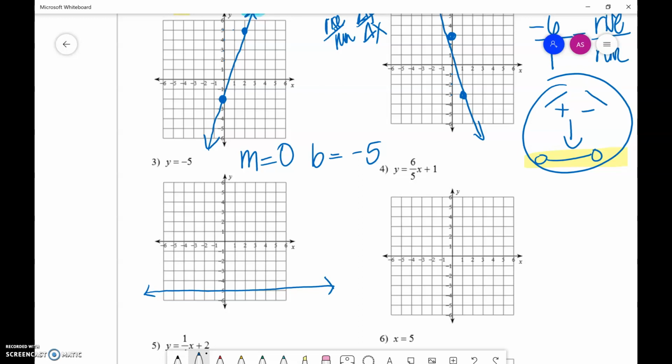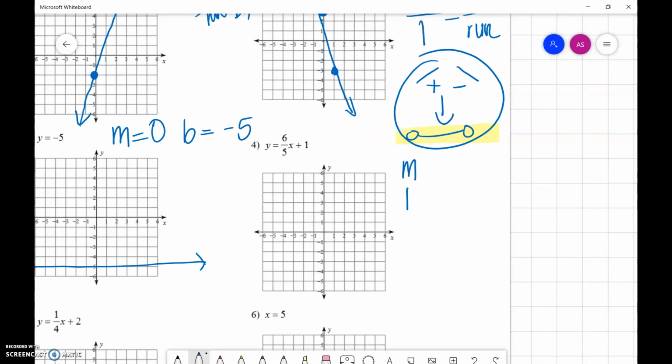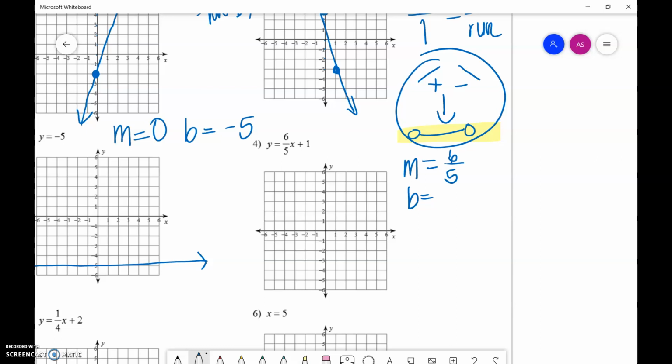Okay, let's move on. So number 4, again, I'm going to do my slope and my y-intercept. So my slope here is 6 over 5 and my y-intercept is 1. So I'm going to start at 1 and I'm going to go up 6. Now watch here. If I try to go up 6, I'm going to notice I'll run out of space. So I'm going to go down, okay, because I can go down, but if I have to do that, I'm going to go to the left this time so I can make sure that my graph stays positive. So I'm going to do 1, 2, 3, 4, 5, 6, and then over 1, 2, 3, 4, 5. And that's my graph.